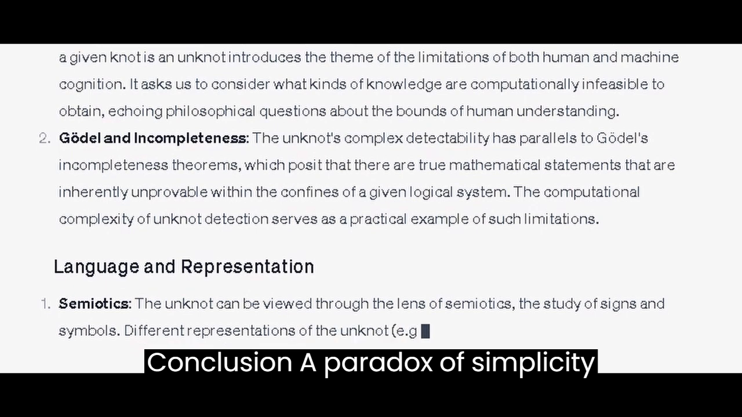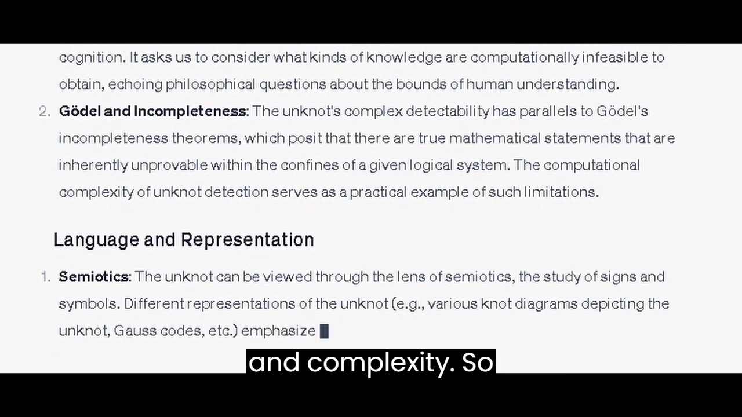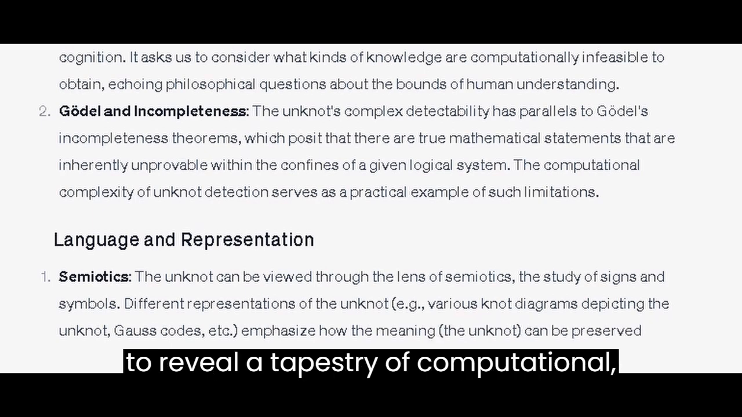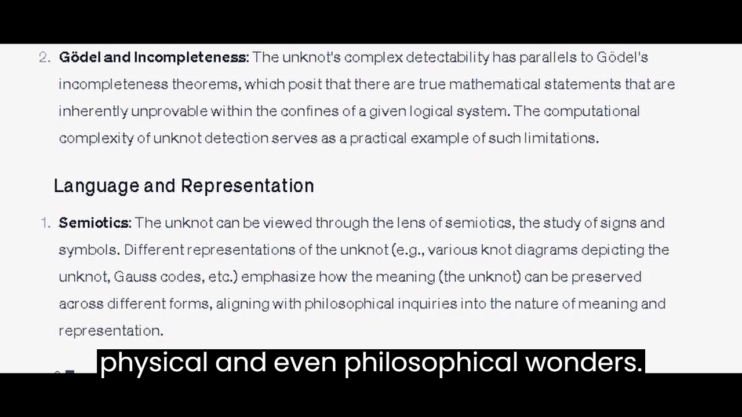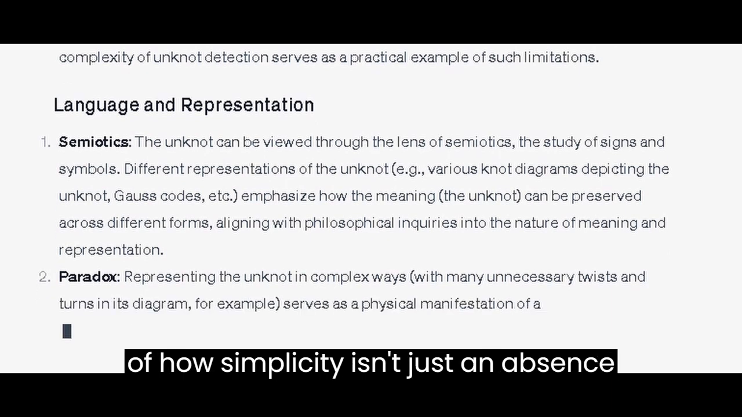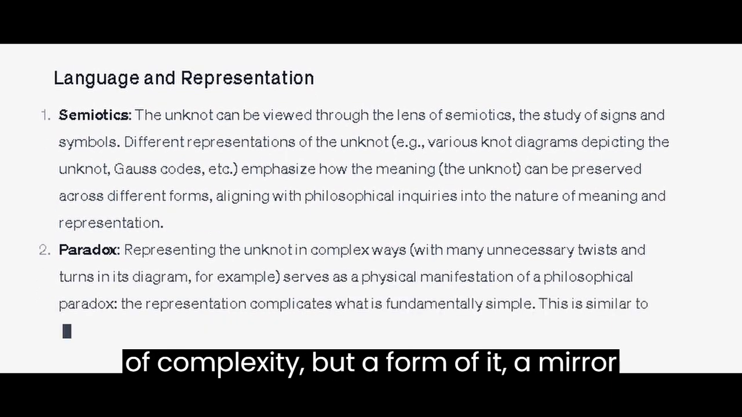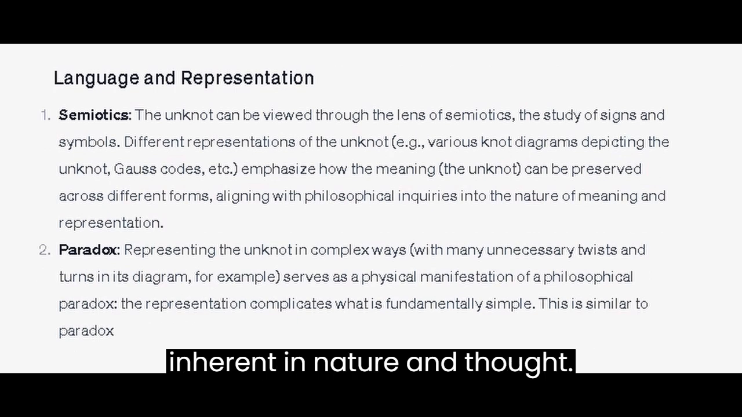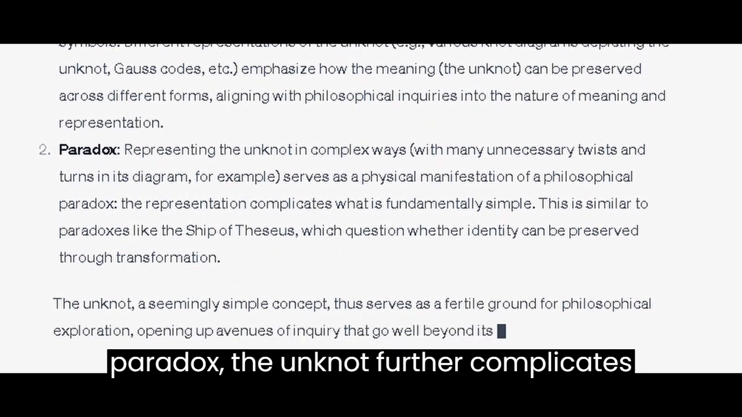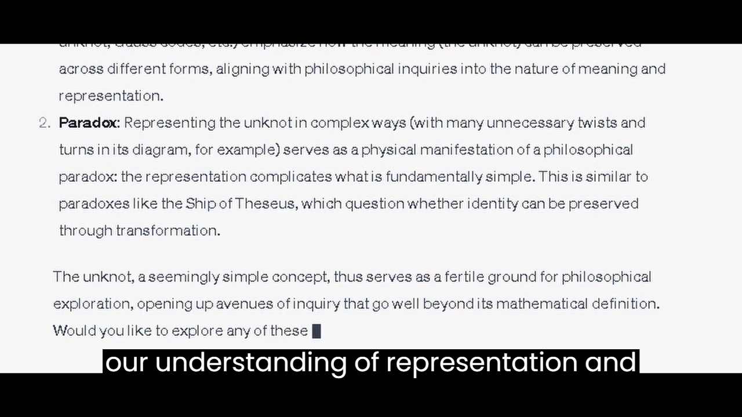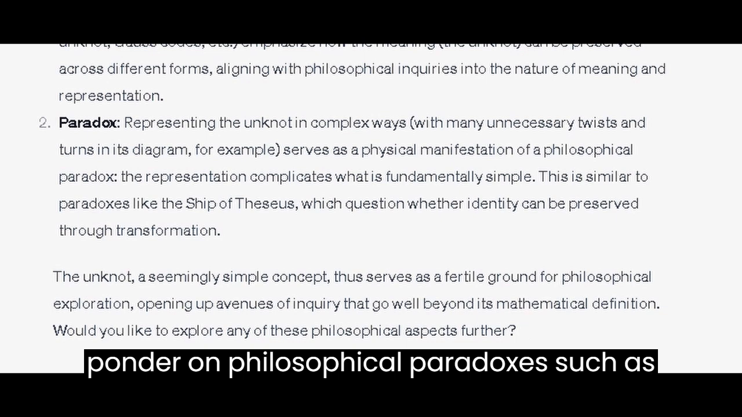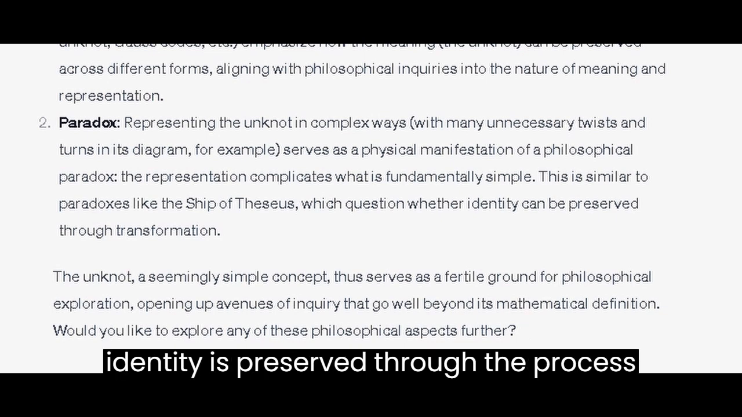Conclusion: a paradox of simplicity and complexity. So, what began as a simple loop circles back to reveal a tapestry of computational, physical, and even philosophical wonders. The unknot serves as a compelling example of how simplicity isn't just an absence of complexity but a form of it, a mirror reflecting the profound intricacies inherent in nature and thought. Through the lens of semiotics and paradox, the unknot further complicates our understanding of representation and meaning. It invites us to ponder philosophical paradoxes, such as the ship of Theseus, asking whether identity is preserved through the process of transformation.